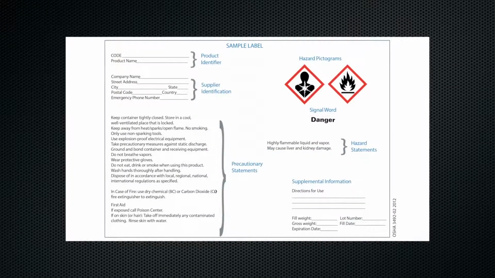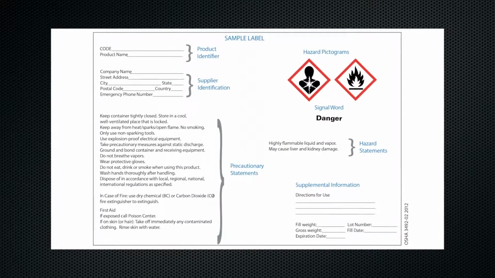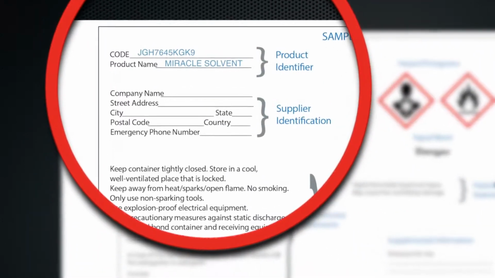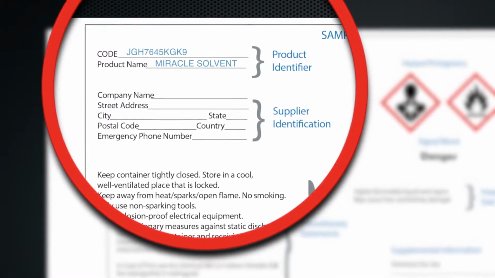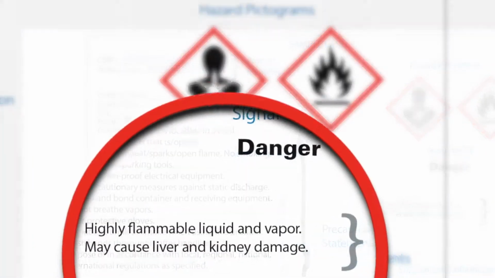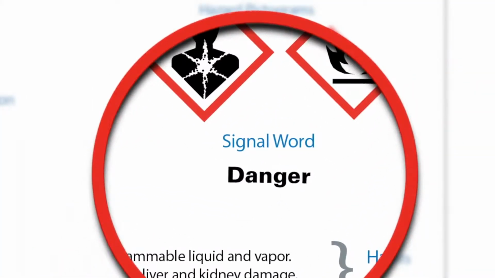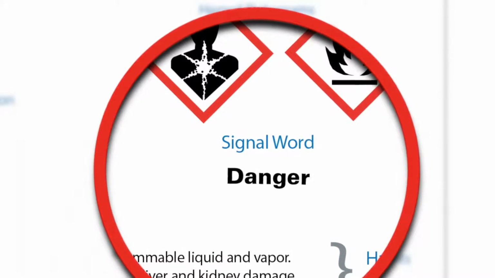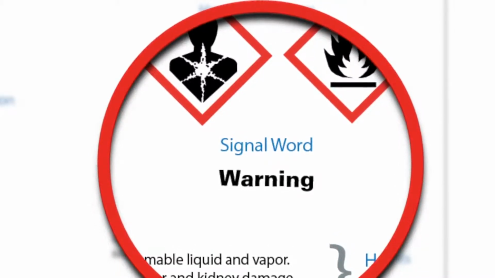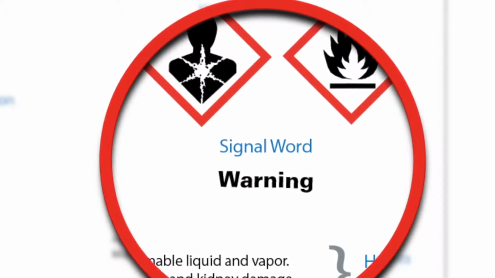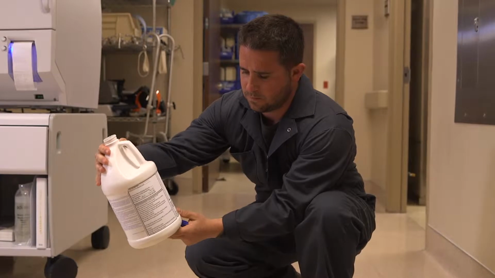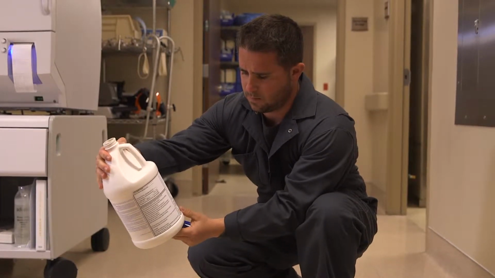First, let's talk about labels. Labels must be in English, although other languages may be added. It will identify each chemical by name and often include a code or batch number. The label will have a signal word that tells you the level of risk. This word will be either danger or warning. Danger is used for more severe hazards, and warning is used for less severe hazards. If a product has more than one hazard, the word will be chosen based on the worst of them.